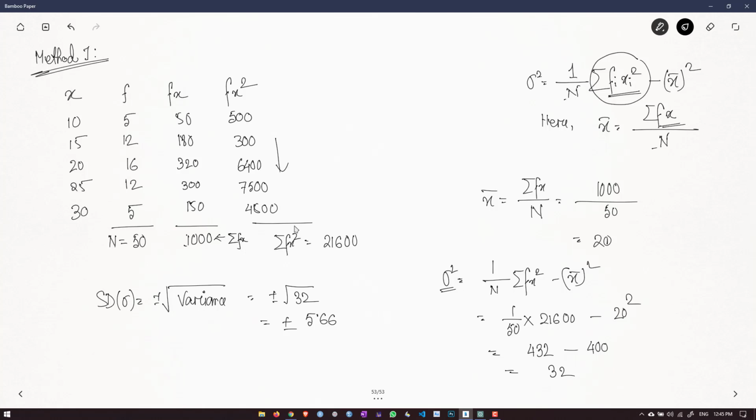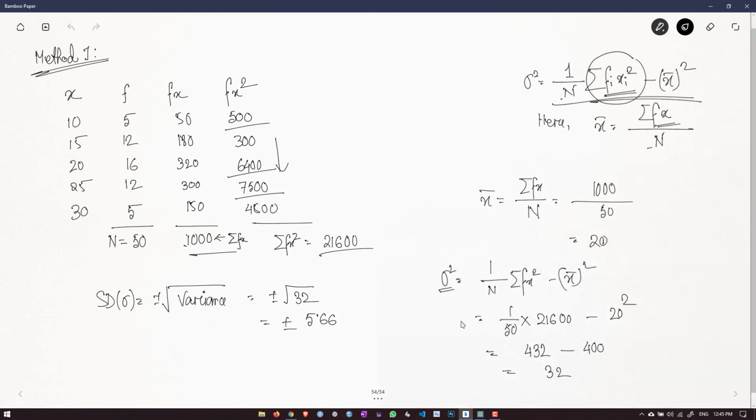Now in this method, see that despite the fact that we have used a new formula, still the calculations of fx square are big, right? The values are very big, 500, 6400, 7500, 4500. So these are very big numbers. So there is another way to reduce that using the approach of finding out a new data set D, right? So we will use the second method.